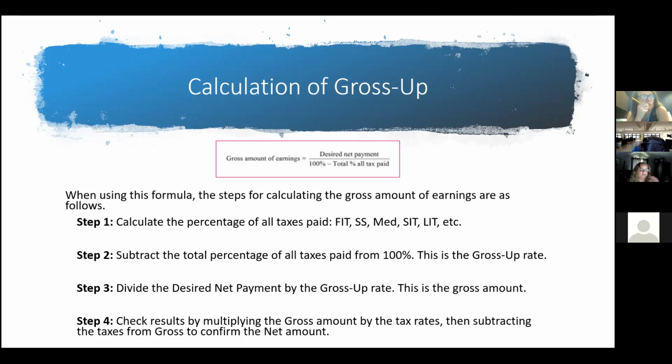So in order to figure this out, the first thing we need to figure out is how much tax they're paying. So we need to add in all of their tax amounts for federal income tax, Social Security, Medicare, state income tax, local income tax, any of the taxes that you're going to be grossing up. You need to figure out the total percentage of those. You're going to take that total percentage and you're going to subtract from 100. That's the gross up rate. And then you're going to divide the desired net payment amount by the gross up rate. That's going to be the gross amount.